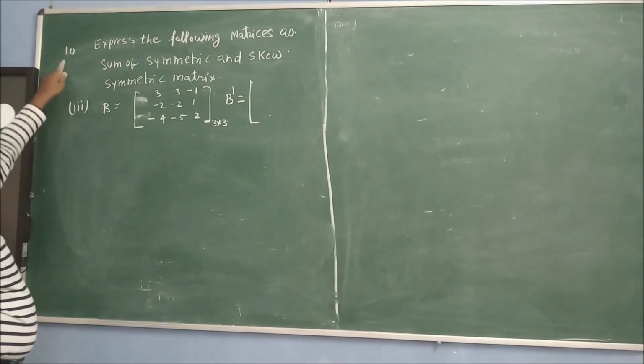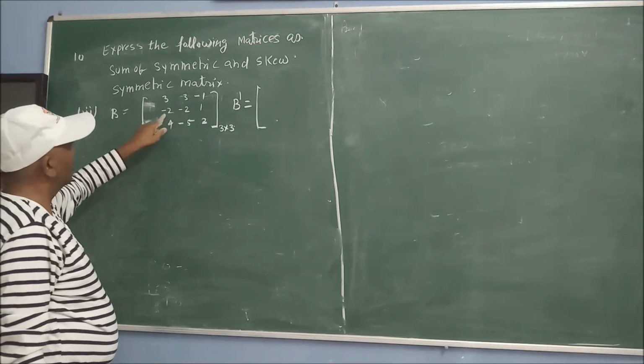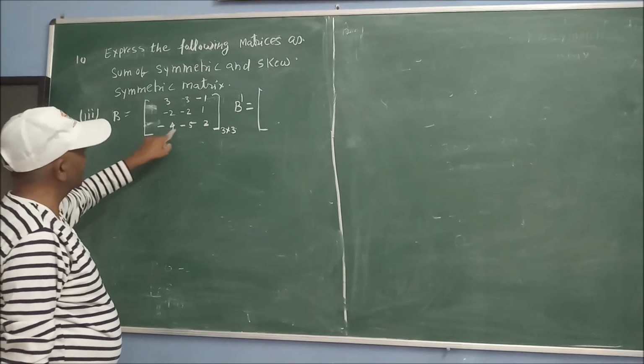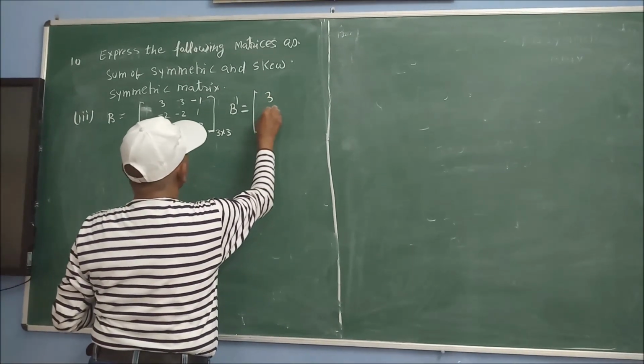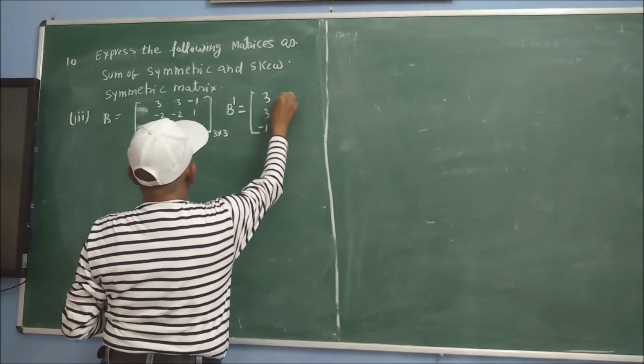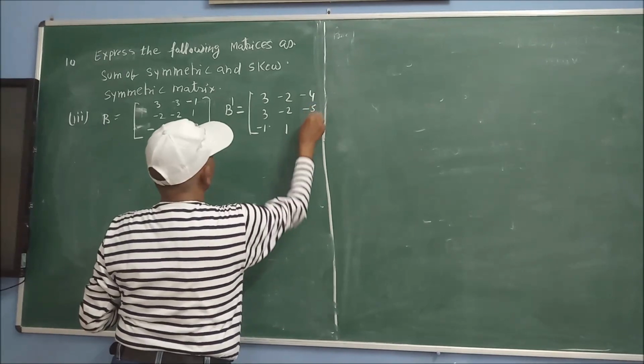Okay. So in question number 10, the third question, B is equal to 3, 3 minus 1, minus 2, minus 2, 1, minus 4, minus 5, 2. So B transpose is equal to 3, 3 minus 1, minus 2, minus 2, 1, minus 4, minus 5, 2.